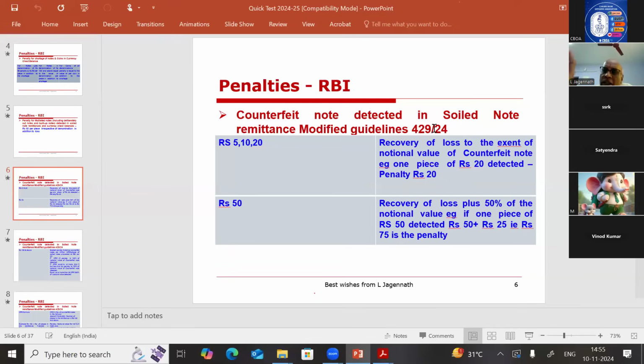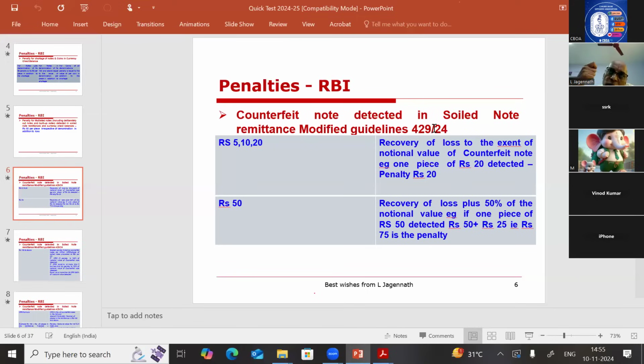So, counterfeit notes detected: up to and including 4 pieces in a single remittance, report to the local police at the end of the month. If it is more than 4 pieces, that is 5 pieces and above, it has to be reported to the police immediately. After reporting, follow up with the police authorities and collect back the notes. Here one question they ask.